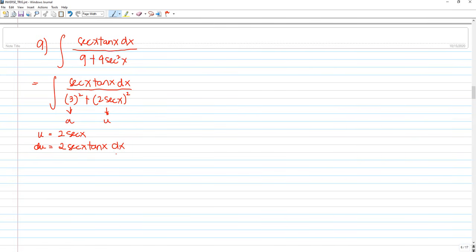And then, in the numerator, we have secant of x tangent x dx, so we would leave that on the other side. So we have du all over 2 secant of x tangent x dx, which is readily available in the numerator. Okay? So we simplify. Secant of x tangent of x dx is equal to du all over 2, all over, so this would be our a squared, and then we have u squared. So we can factor out 1/2 outside of the integral sign.